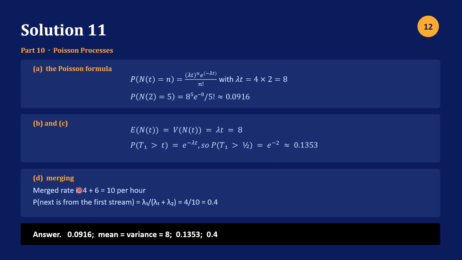Then the merging is fairly straightforward. The probability that the next arrival comes from the first stream is this formula. So it's 4 over 10, and the formula for the probability that the first arrival is from the second stream is almost the same, except you have lambda 2 here, and that would be 0.6.